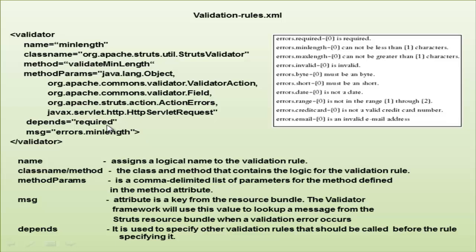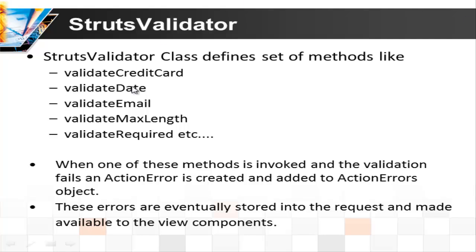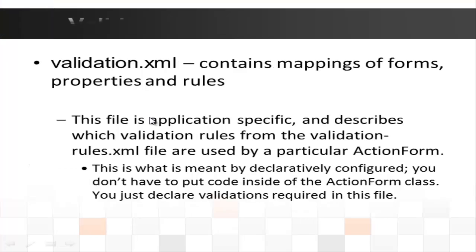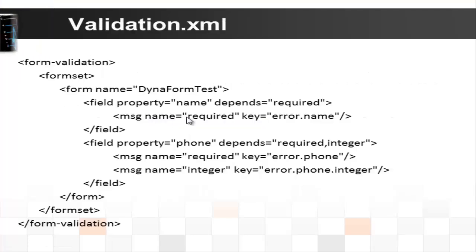Then the messages that you're going to specify, for example, errors dot messages. Here you have in the properties files or the resource bundle, you have different errors that it's going to show. Okay, we have different methods. I have already shown you: credit card validation, date, email, minimum length, maximum length, and so on. How do I use the validation? There are 2 things. One is validation rule, and the other one is the validation. In the validation, first thing, you specify form validation. This is the root tag.